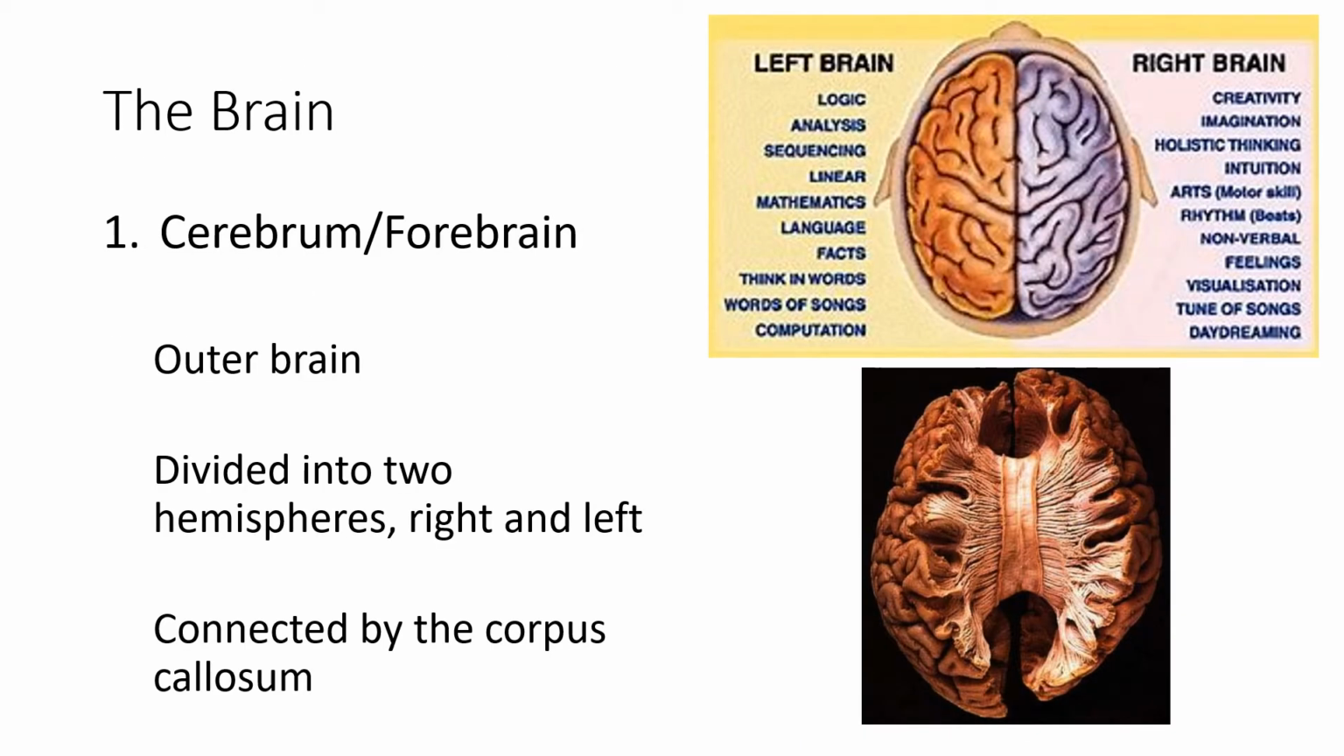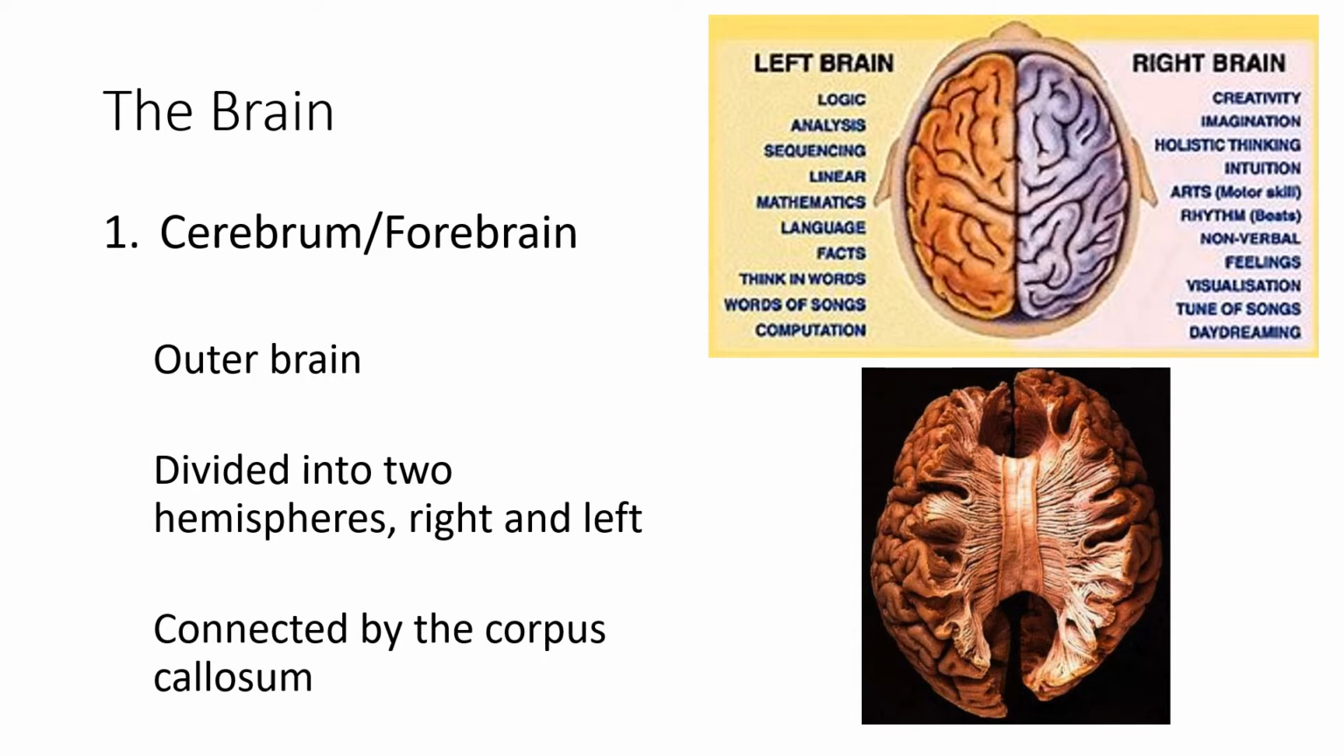Okay, now on to the brain. So the brain is divided up into chunks kind of based on what those chunks do. The first chunk is called the cerebrum, which is further divided into pieces, which we'll talk about in just a second here. But the cerebrum is also called the forebrain. This is the outer brain. So when you think of what you know a brain looks like, this is what you're thinking of. You're thinking of the cerebrum.